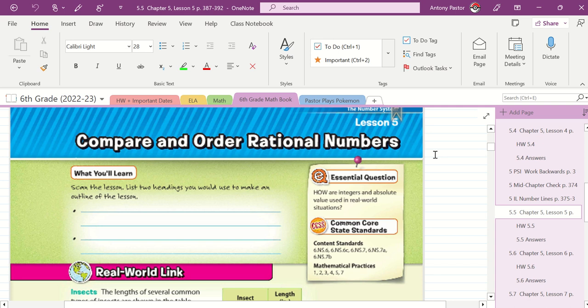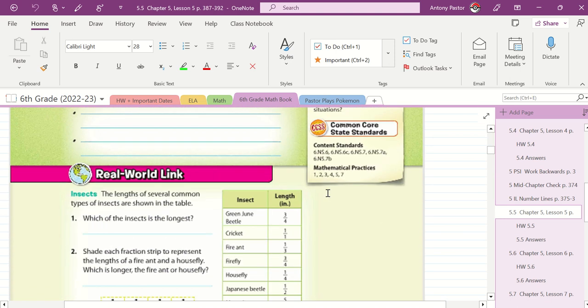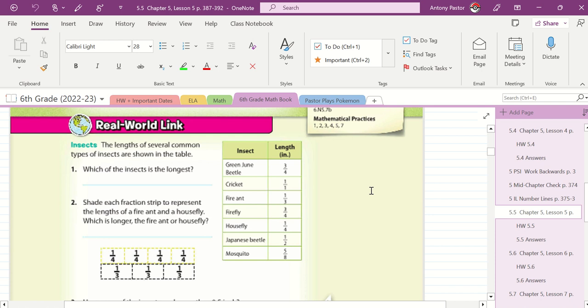Today we are doing Chapter 5, Lesson 5. This is 6th grade math, and today we're comparing and ordering rational numbers. We're going to go ahead and start off with the real world link.